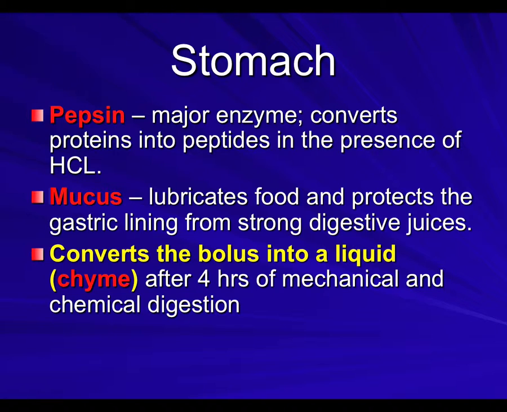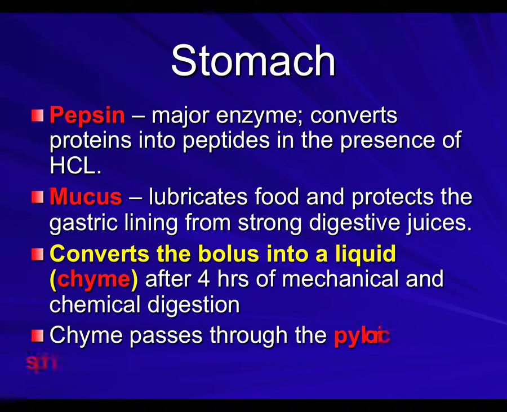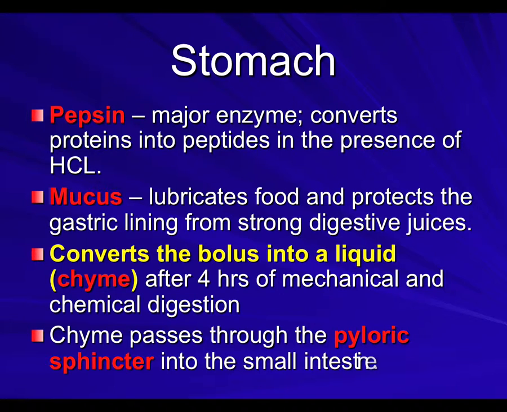These things convert the bolus into a liquid called chyme after 4 hours of mechanical and chemical digestion. It turns that solid into a liquid. Chyme passes through the pyloric sphincter into the small intestine. So now that bolus of food has been liquefied, and it passes from the stomach to the small intestine through that pyloric sphincter.